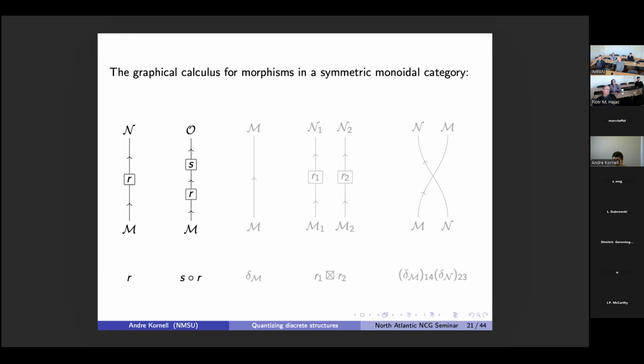We compose by stringing boxes together like so, which suggests that our identity morphisms, our delta m's, should be depicted just as a straight wire. For the monoidal product of morphisms, we put the two diagrams side by side. And well, we can write down an expression for the braiding in REL, and then naively quantize that expression, and we get the braiding in QREL, which is naturally depicted like this. Okay, so that's graphical elements for the symmetric monoidal structure.